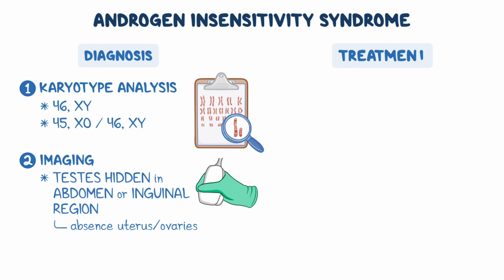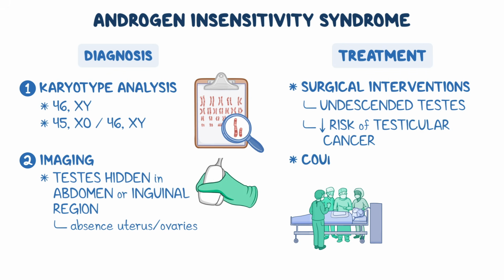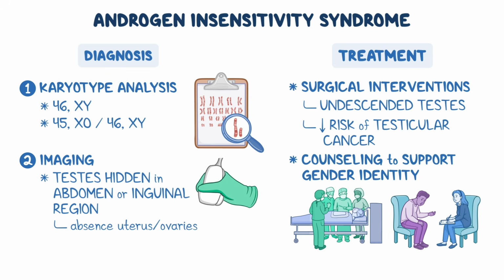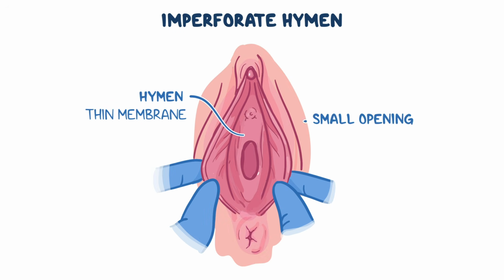Finally, treatment involves surgical interventions to handle undescended testes and reduce the risk of testicular cancer, along with counseling to support gender identity. Finally, let's talk about imperforate hymen. The hymen is a thin membrane at the opening of the vagina, with a small opening in the center.